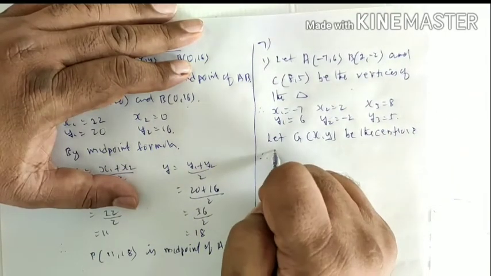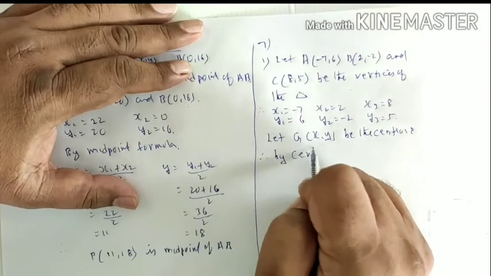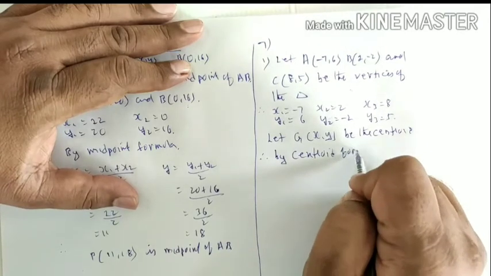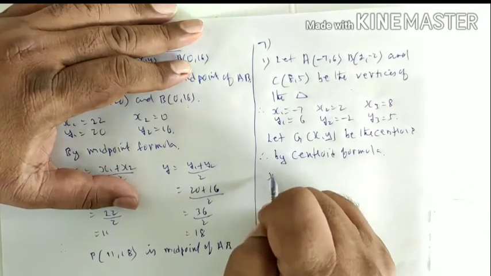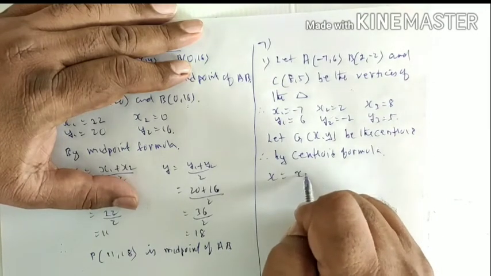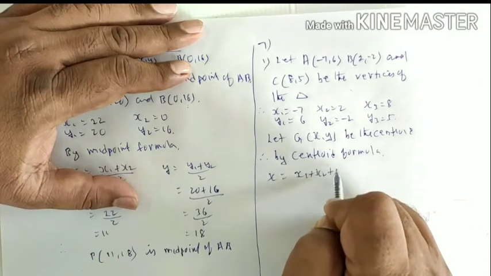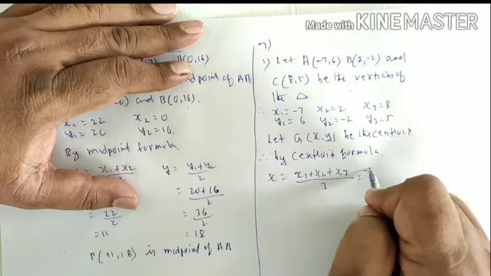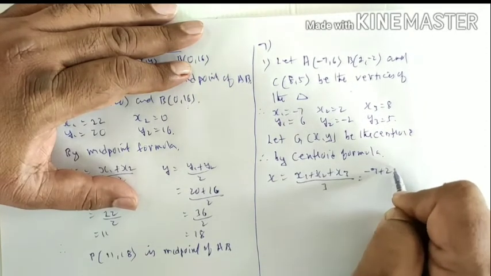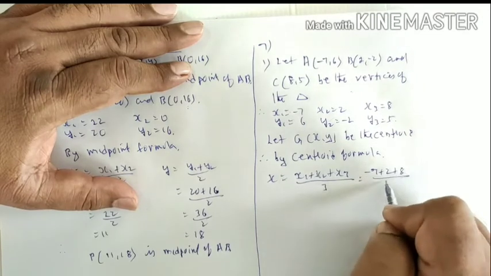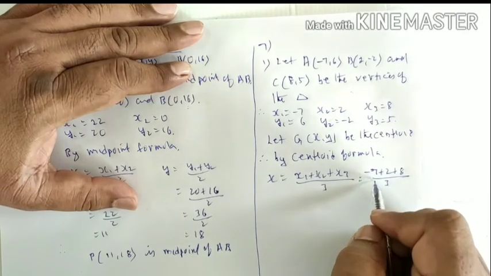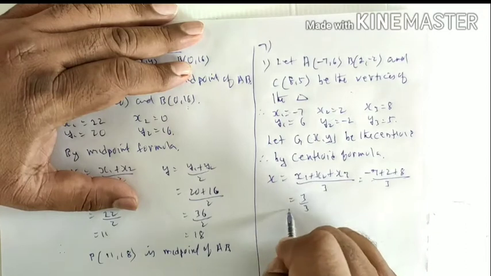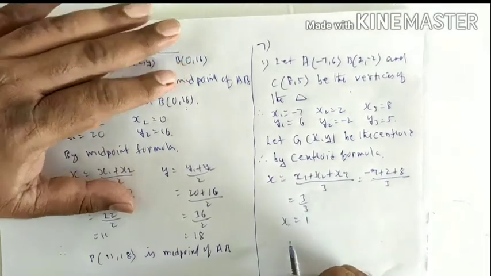Therefore, by centroid formula, what is the centroid formula? x is equal to (x1 plus x2 plus x3) upon 3, that is (minus 7 plus 2 plus 8) upon 3. 8 plus 2 is 10, 10 minus 7 is 3, 3 upon 3, which is equal to how much? 1. So we got the value of x as 1.